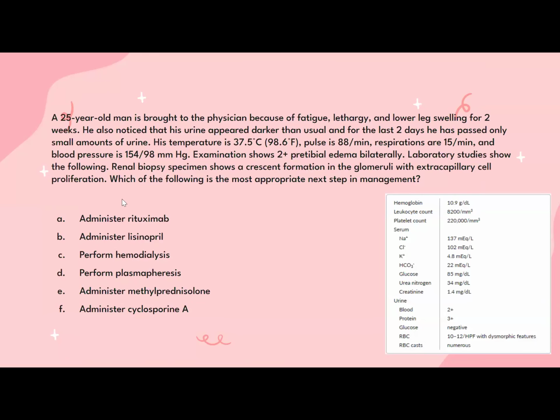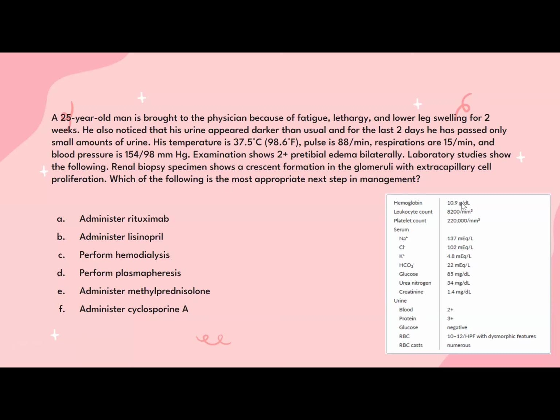Okay, next question. A 25-year-old man is brought to the physician because of fatigue, lethargy, and lower leg swelling for 2 weeks. He noticed that his urine appeared darker than usual, and for the past 2 days has passed only small amounts of urine. So there's oliguria, there is dark urine. We can assume that there's hematuria, and then there's swelling as well. Temperature is normal, the pulse is okay, the respirations are okay, the blood pressure is really elevated. There's 2+ pretibial edema bilaterally. Renal biopsy shows crescent formation. So we're thinking crescentic, okay, with extracapillary cellular proliferation. Which of the following is the most appropriate next step?